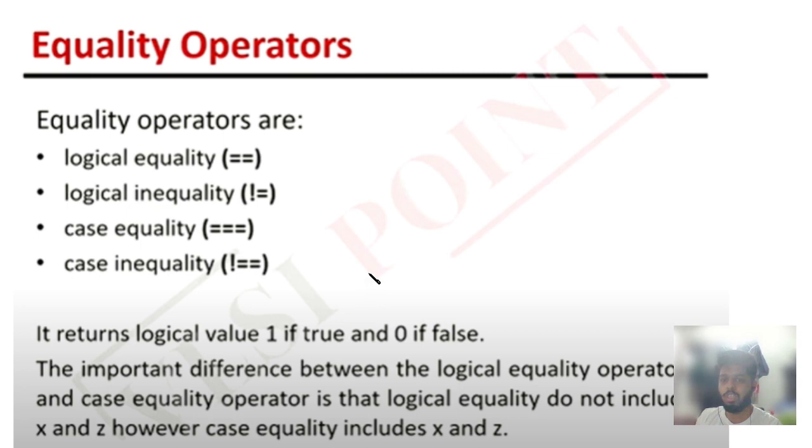Let us see now what equality operators are. Equality operators are logical equality, logical inequality, case equality, and case inequality. They return logical value 1 if true and 0 if false. The important difference between the logical equality operators and the case equality operators is that logical equality does not include x and z. However, case equality includes x and z.